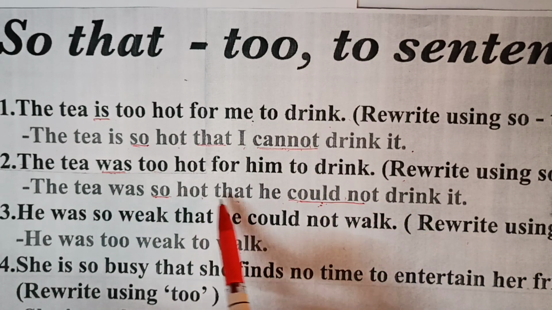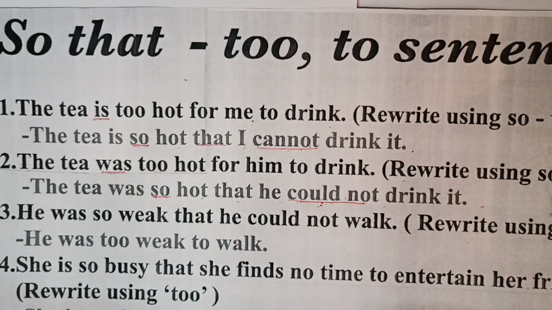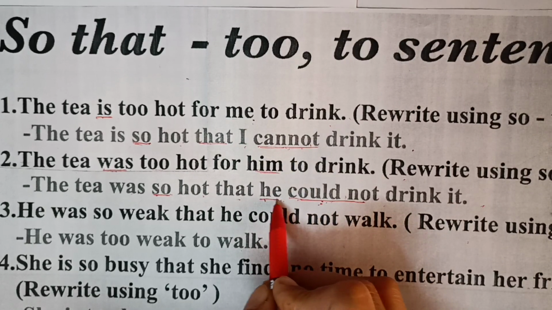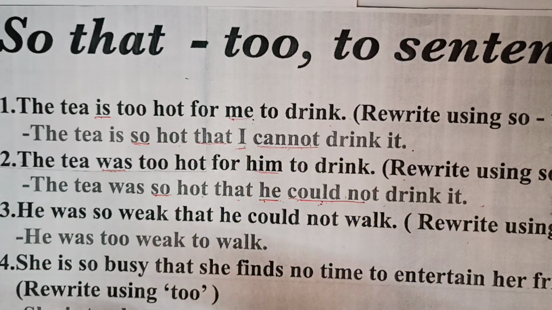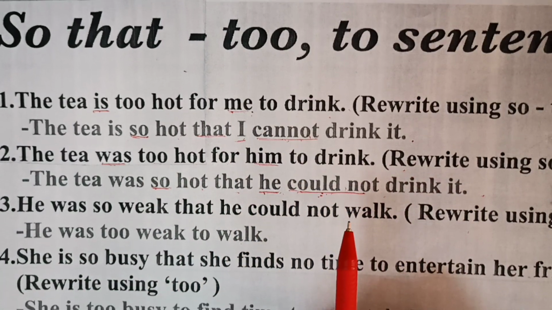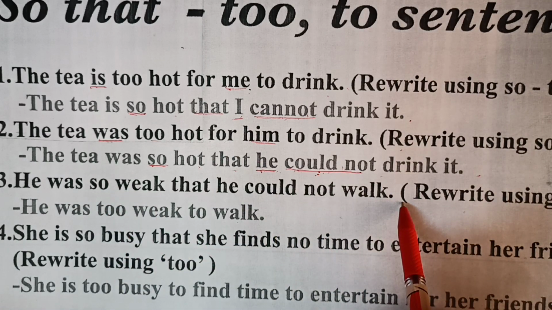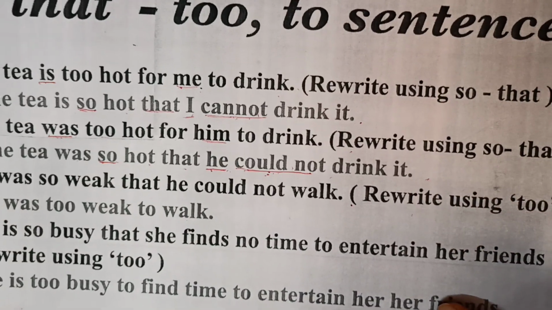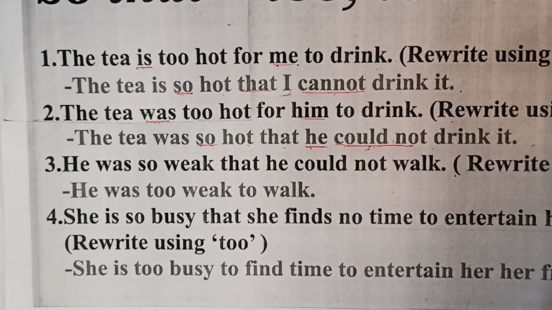The tea was so hot that he could not drink it. Since here him is used, that is why we have used here he. Here me is used, that is why we have used here I. Let's take another example. He was so weak that he could not walk. So this is vice versa. The instructions are that you have to rewrite the statement using too. So here again we need to know the tense of the statement.